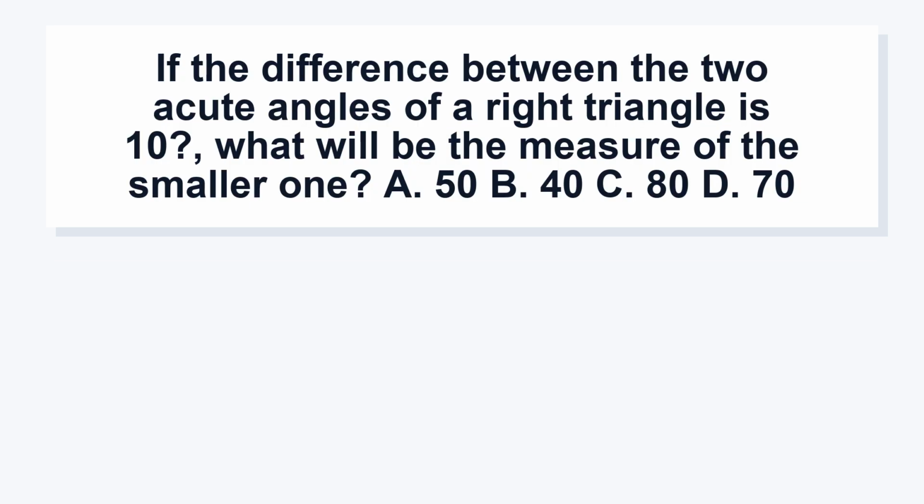If the difference between the two acute angles of a right triangle is 10, what will be the measure of the smaller one? A. 50. B. 40. C. 80. D. 70.